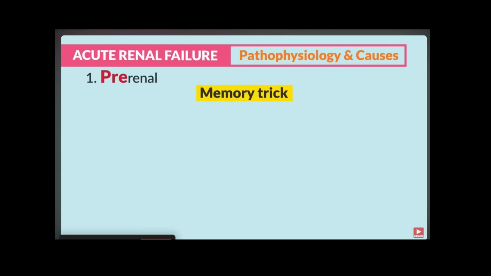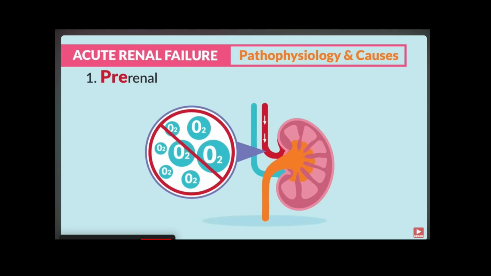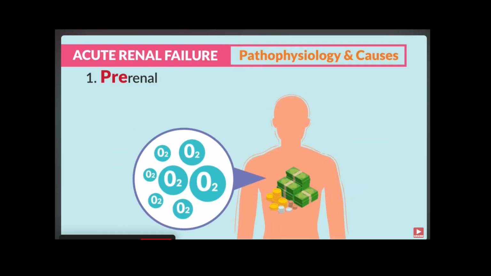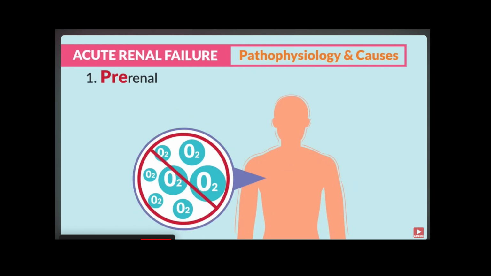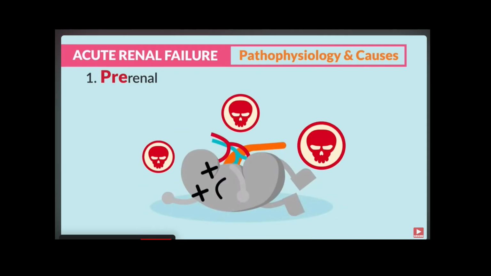So for pre-renal, just think of that decreased perfusion for pre-renal. Oxygen-rich blood flow can't get to the kidneys. This decreased blood flow means decreased oxygen. So remember, oxygen is the money of the body. No money, no honey. No oxygen and the body goes broke and dies. Kind of like the kidney is suffocating to death.